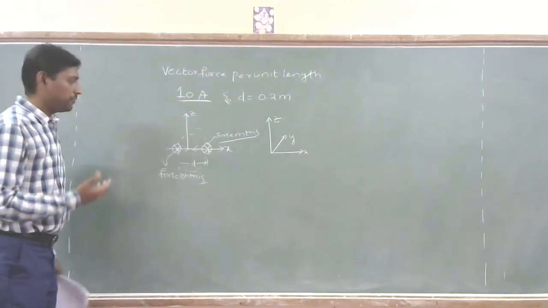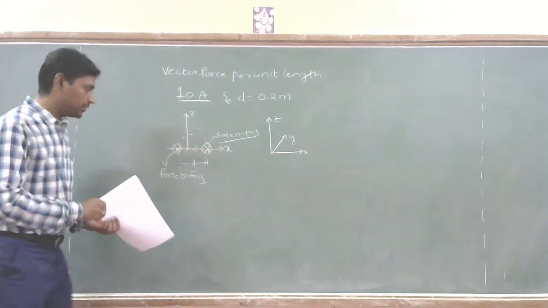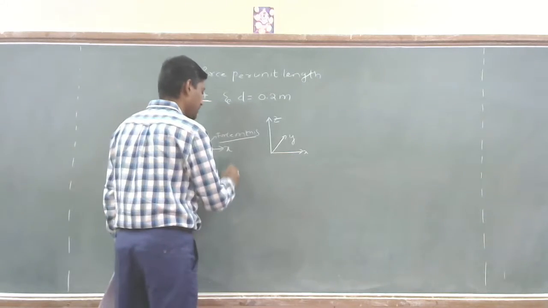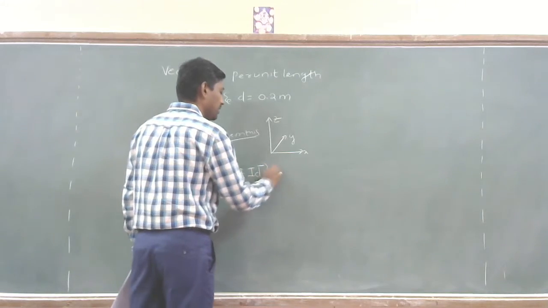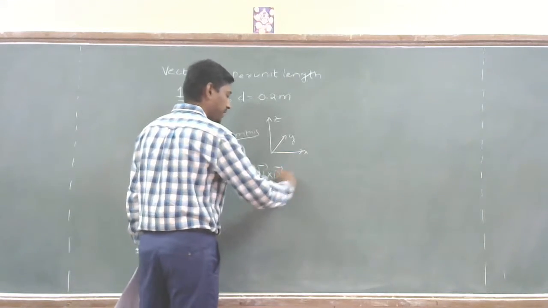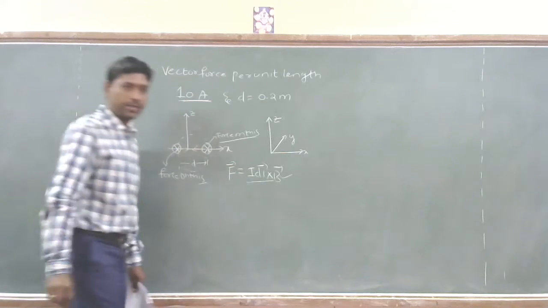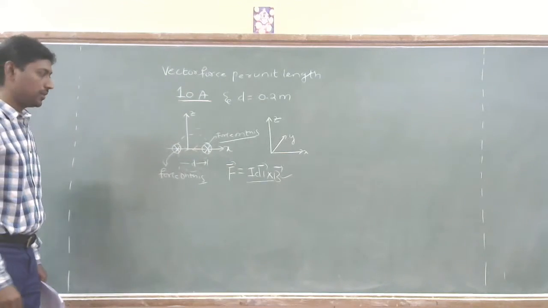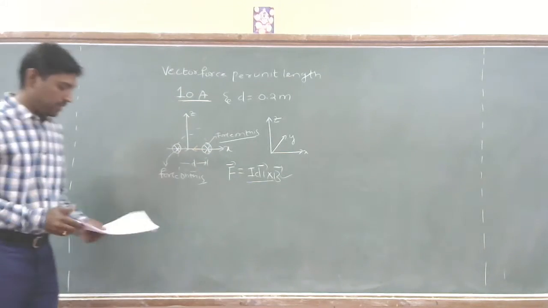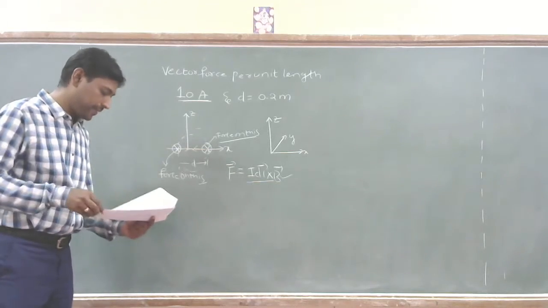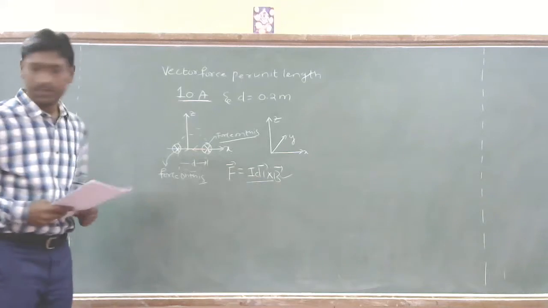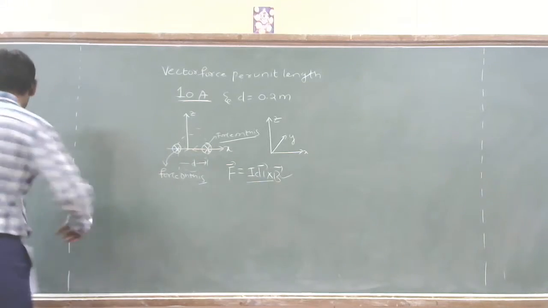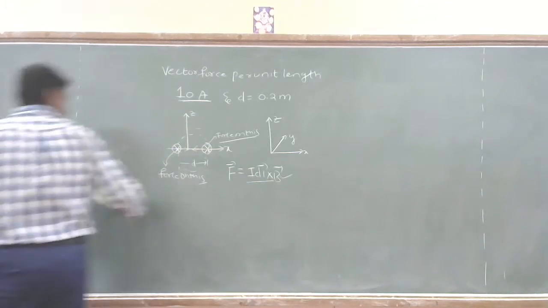That is, the first thing we have to find is the B field. Once you have the B field, we know that the force on the filament is given by I dL cross B. First find B and then use this cross product to find the force. So with this, let me go with example number 6. Let me try to solve this problem in detail.